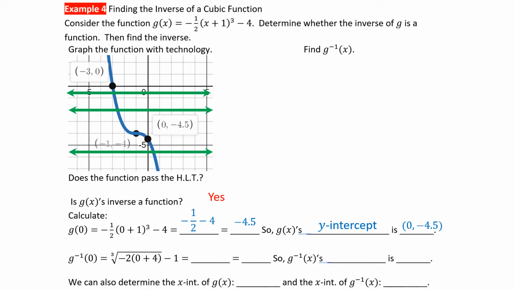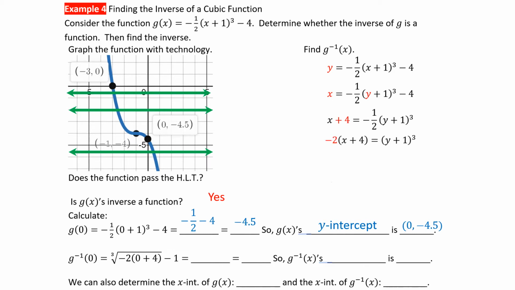Now let's work to find the inverse. So the first thing that we do is we take g of x and we substitute in y. And then we take the x and the y and we switch their positions. We're now going to work to solve for y, and we take the order of operations and we work in reverse order. So we're going to add that 4 to the left. Now we're going to multiply times the reciprocal of negative 1/2, so we get negative 2. And I'm going to leave that negative 2 out there for the moment.